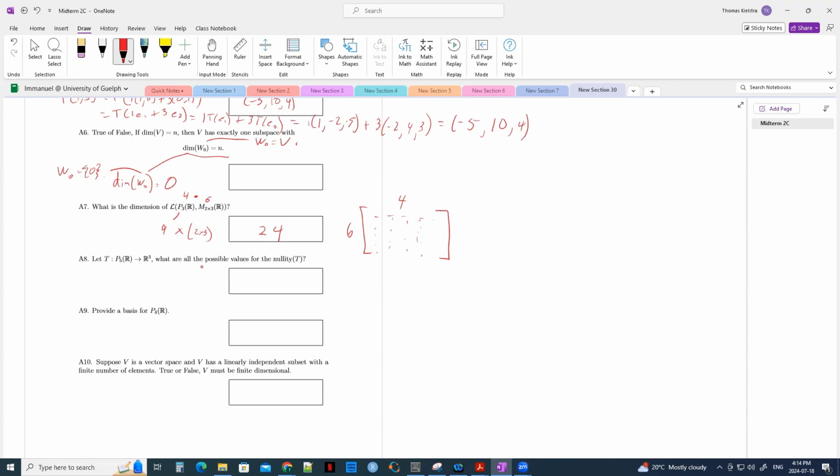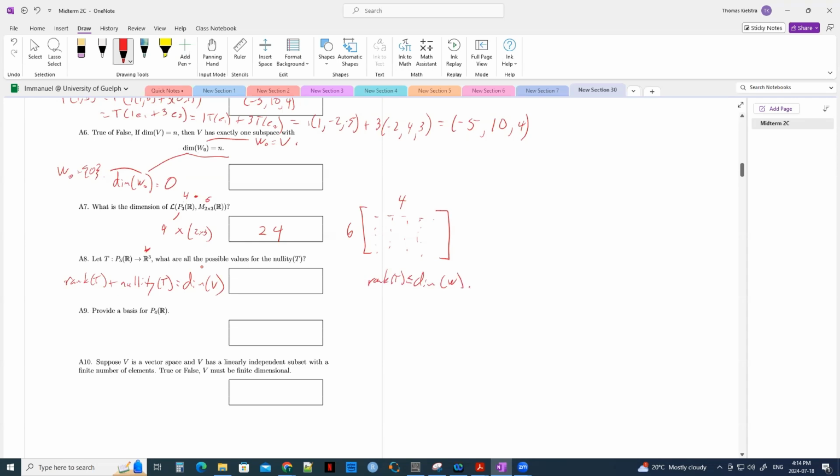Now we have a linear transformation from P_5 to R^3, and it's asking what are all the possible values for the nullity of T. So here we've got the rank-nullity theorem, which tells us that the rank of T plus the nullity of T equals the dimension of V. Here, the rank is bounded by W. So we have the constraint that the rank of T is less than or equal to the dimension of W.